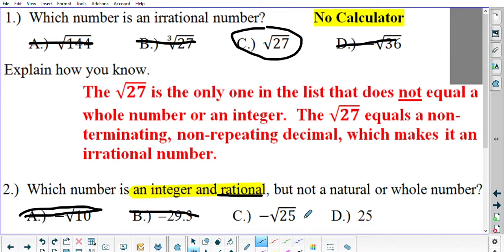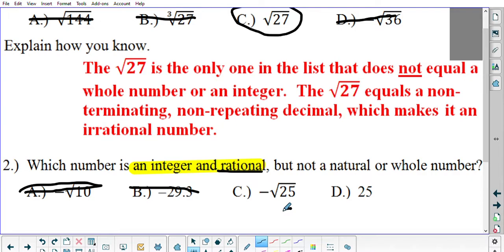Choice C. The negative of the square root of 25. Well, the square root of 25 is 5, and then you keep the negative in front. Is that an integer and a rational? Yes. Choice D, 25. Is that an integer and a rational? Yes. So the answer to this problem is either C or D.